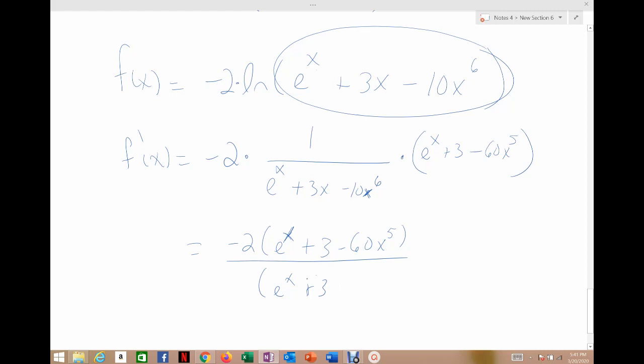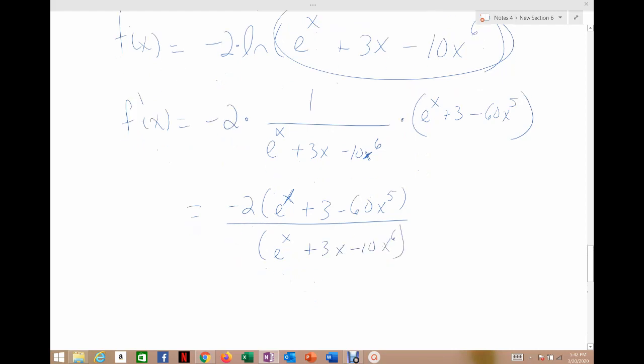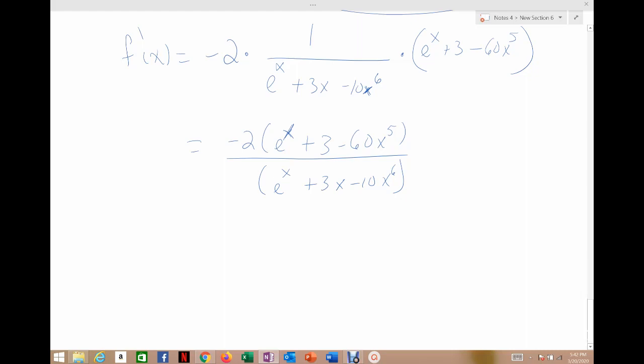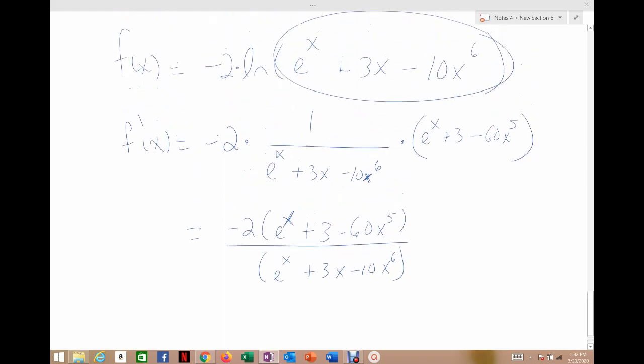Now, students often will try to reduce when they can't. In expressions like this, even though it looks like the numerator and denominator have things I can cancel and reduce, it doesn't. I can only reduce when I've got multiplication. Because I'm adding and subtracting these expressions in the numerator and denominator, nothing is reducible. That's as simplified as that derivative gets. You can't go any more simplified than that.